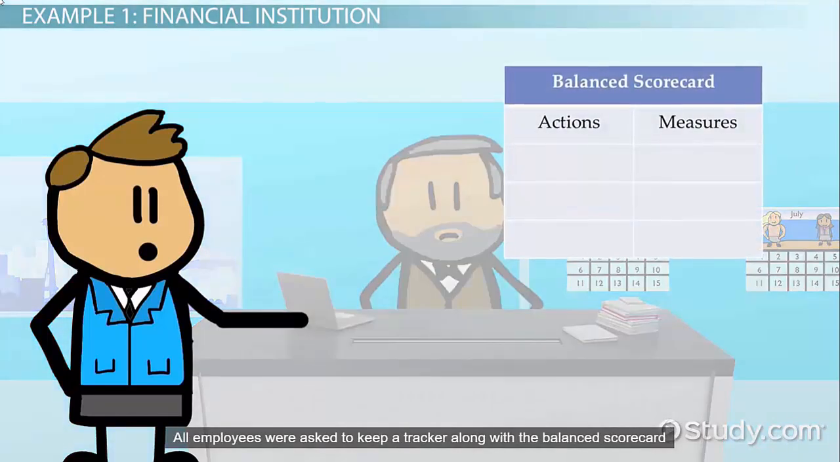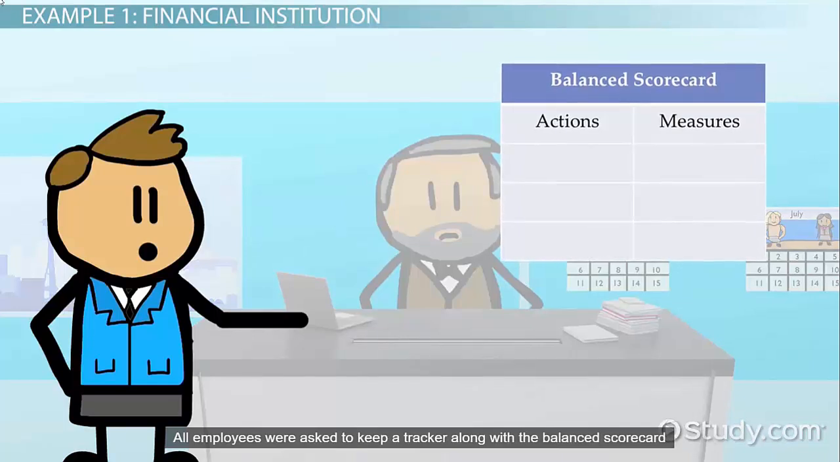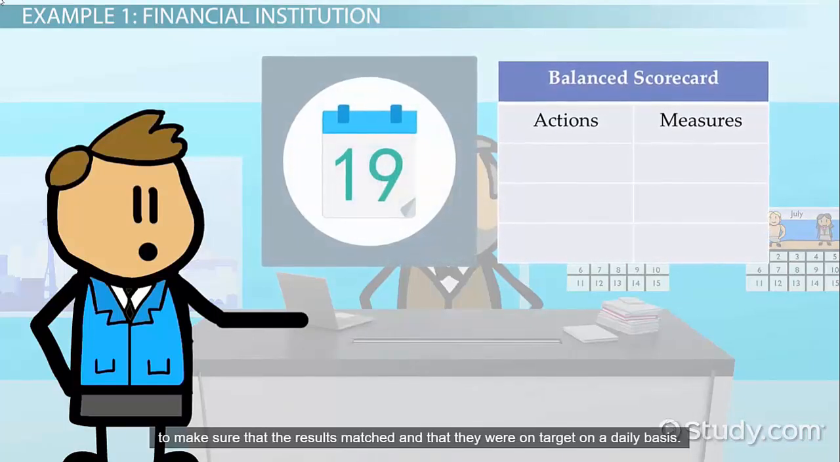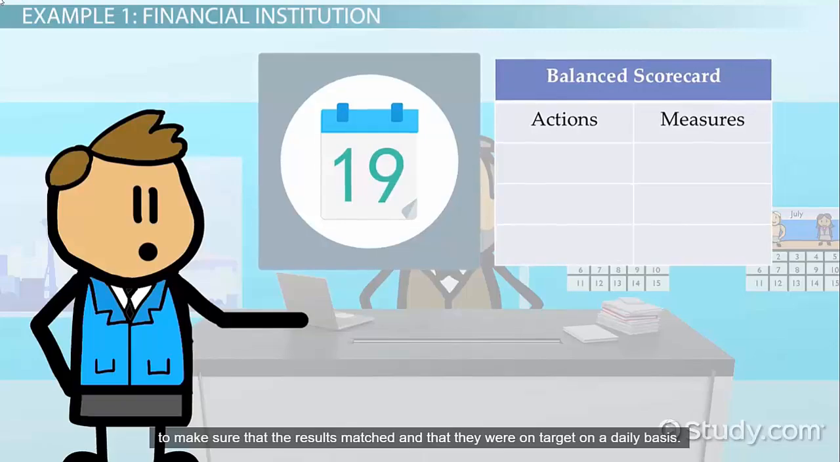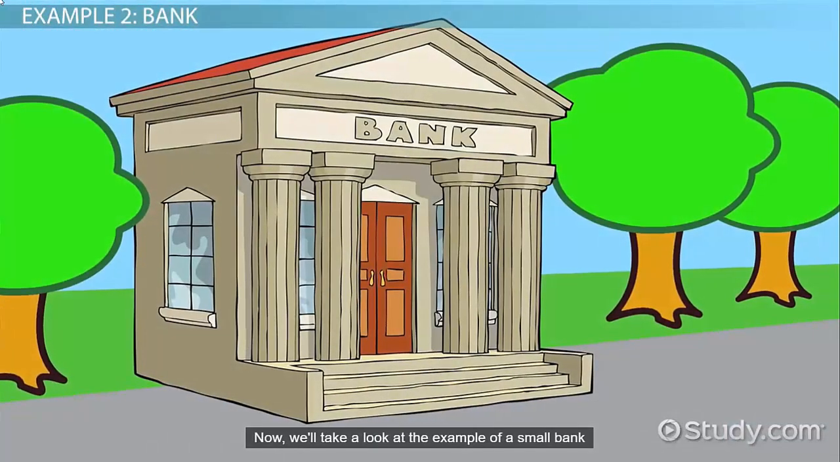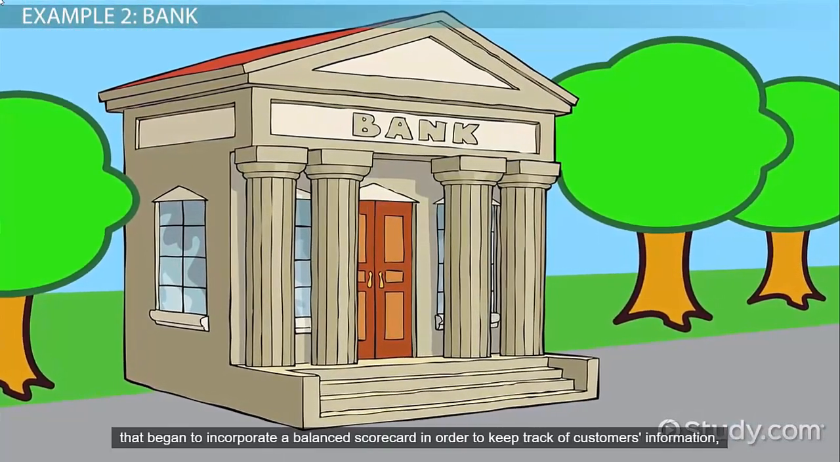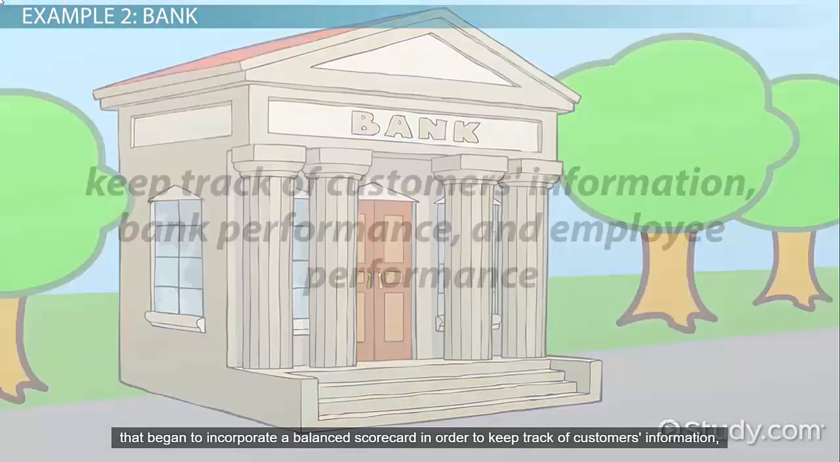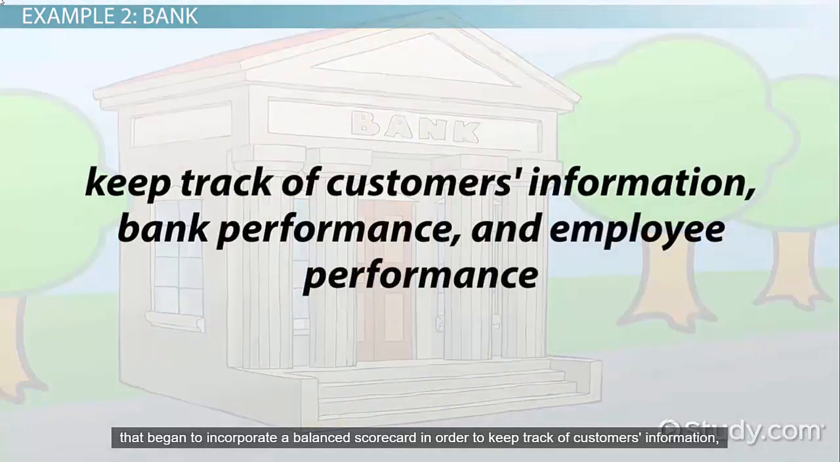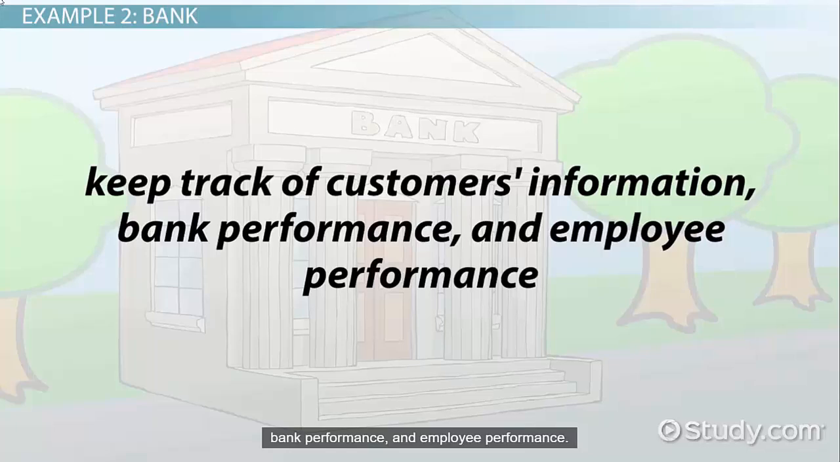All employees were asked to keep a tracker along with the balanced scorecard to make sure that the results matched and that they were on target on a daily basis. Now we'll take a look at the example of a small bank that began to incorporate a balanced scorecard in order to keep track of customers' information, bank performance, and employee performance.